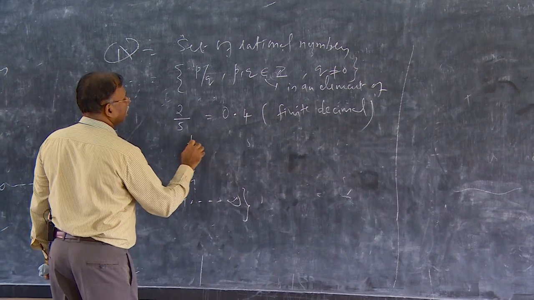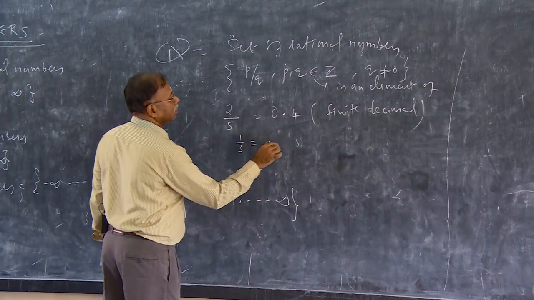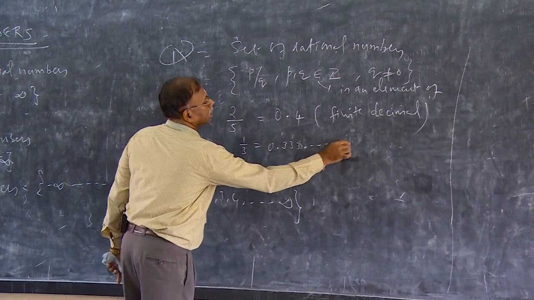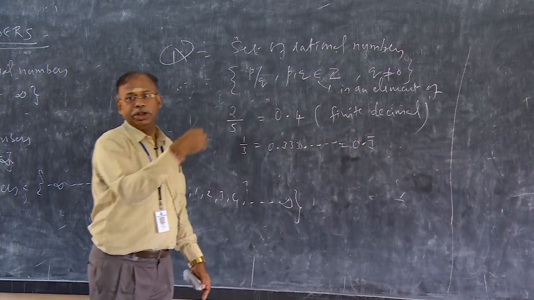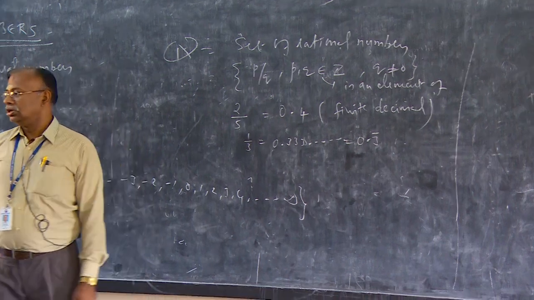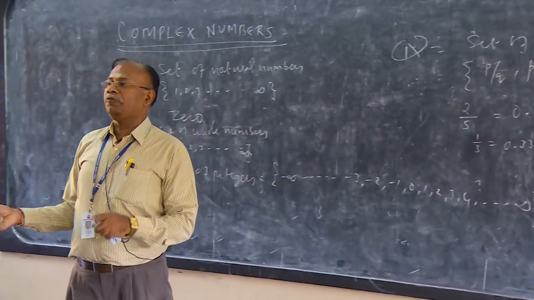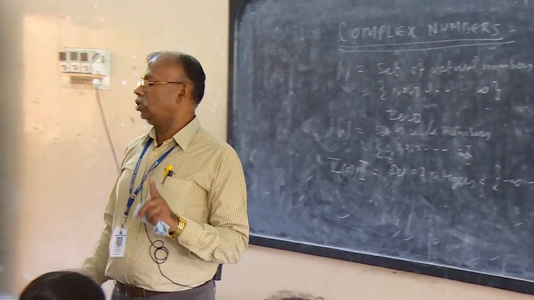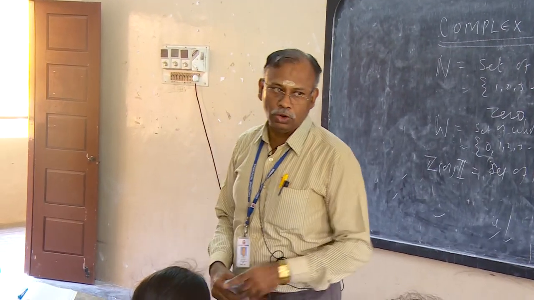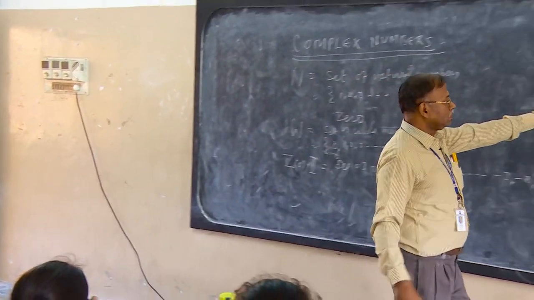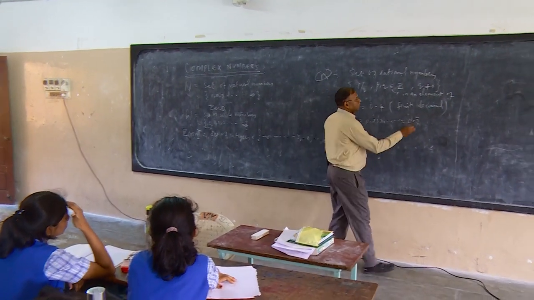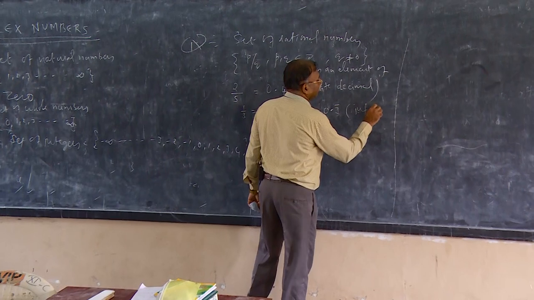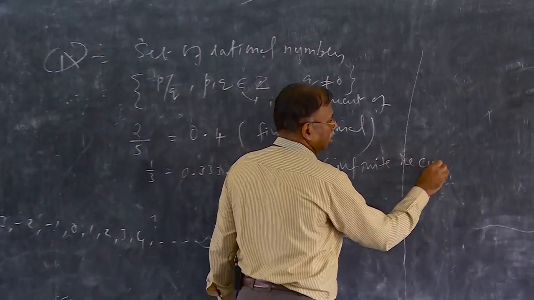Let me think about 1/3. What do I end up with? 0.3333. It keeps on recurring. I put a bar or a dot above that 3, as that 3 gets recurred. Therefore, when I think about a fraction in the form p by q with p, q as integers and q not equal to 0, I'll end up with either of these two cases, namely a finite decimal, or, as this is an example of, an infinite recurring decimal.